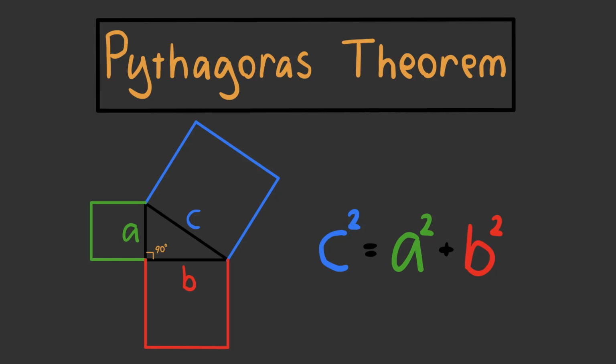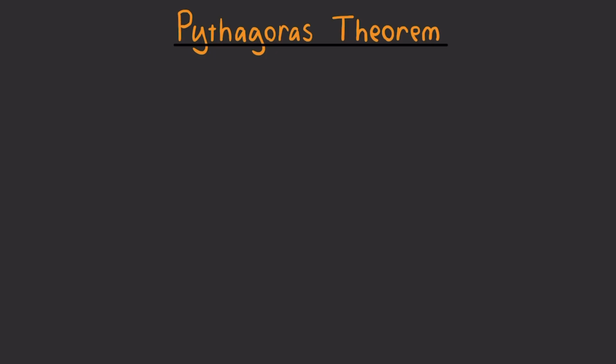Hey guys, in this video I'm going to teach you about the Pythagoras Theorem and how to apply it to examples and real-life problems. So the first thing we need to know is that the Pythagoras Theorem only applies to triangles with one 90-degree angle. These triangles are called right triangles and they're also known as orthogonal triangles.